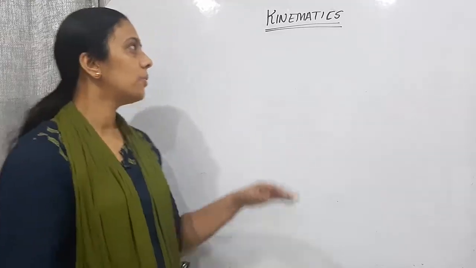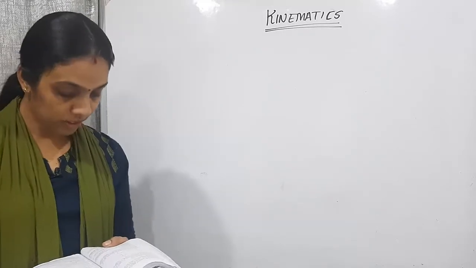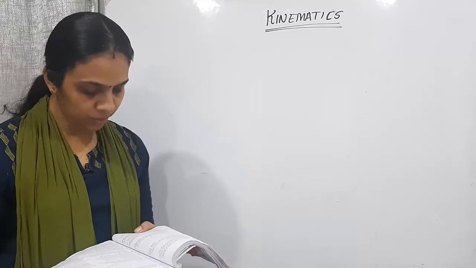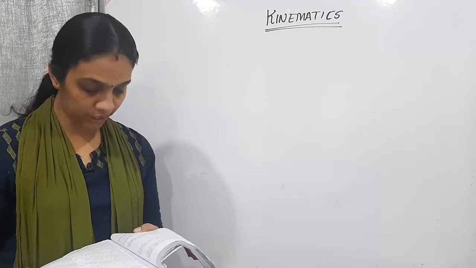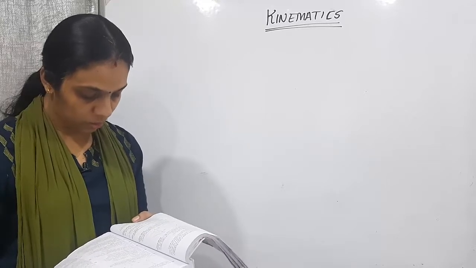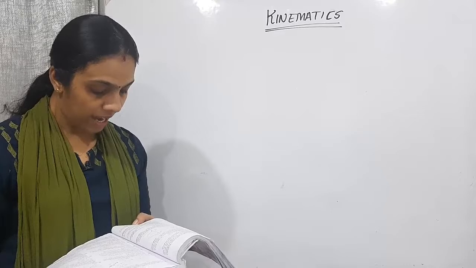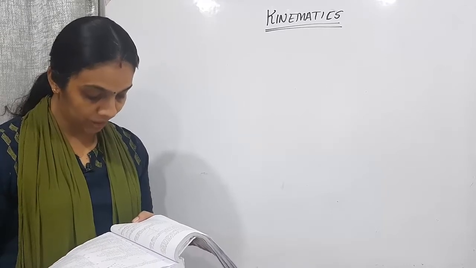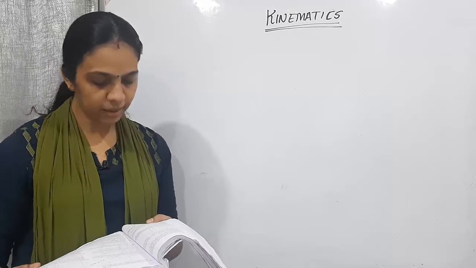Okay dears, so we are starting with kinematics. The first question is: a parachutist after bailing out falls 50 meters without friction. When the parachute opens, it decelerates at 2 meter per second square and reaches the ground with a speed of 2 meter per second. At what height did he bail out?